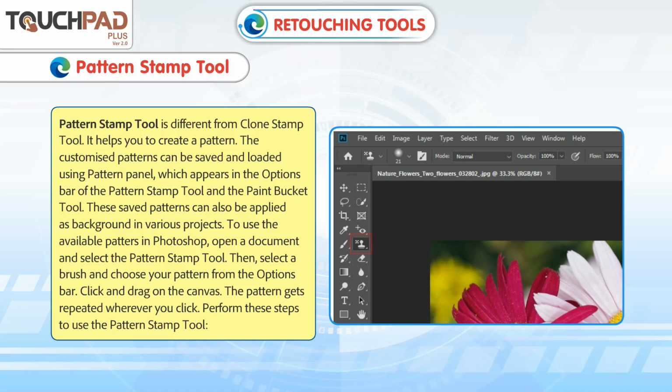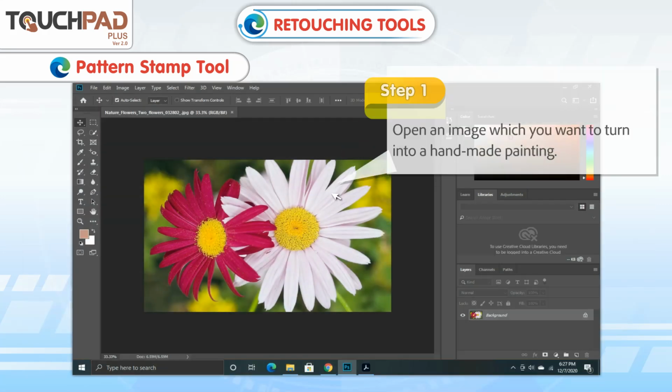To use the available patterns in Photoshop, open a document and select the Pattern Stamp tool. Then select a brush and choose your pattern from the options bar. Click and drag on the canvas. The pattern gets repeated wherever you click. Perform these steps to use the Pattern Stamp tool.